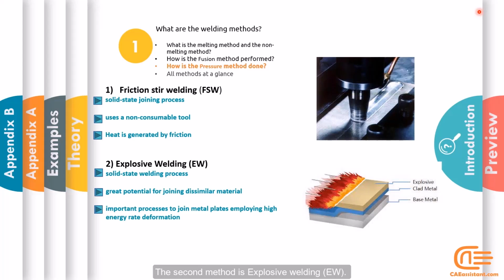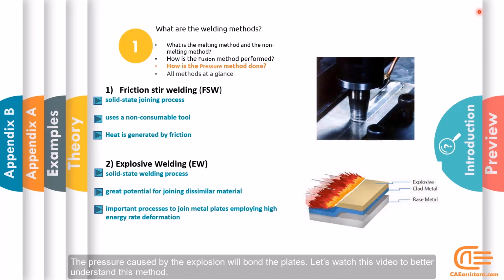The second method is explosive welding, or EW. Like the FSW method, this one is also a solid-state welding process. Also, it has a great potential for joining dissimilar materials. It uses high energy rate deformation to join metal plates. The pressure caused by the explosion will bond the plates. Let's watch this video to better understand this method.